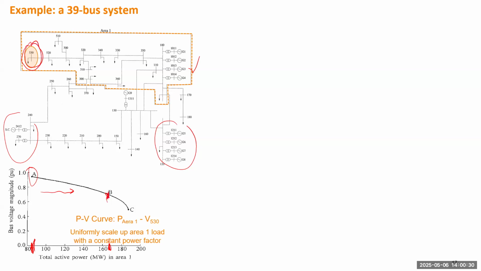So we utilize the voltage at that bus versus the total load of the system, and we can generate a second point. Then we further increase the load until point C, where the power flow cannot be solved. So that will be around the critical condition.